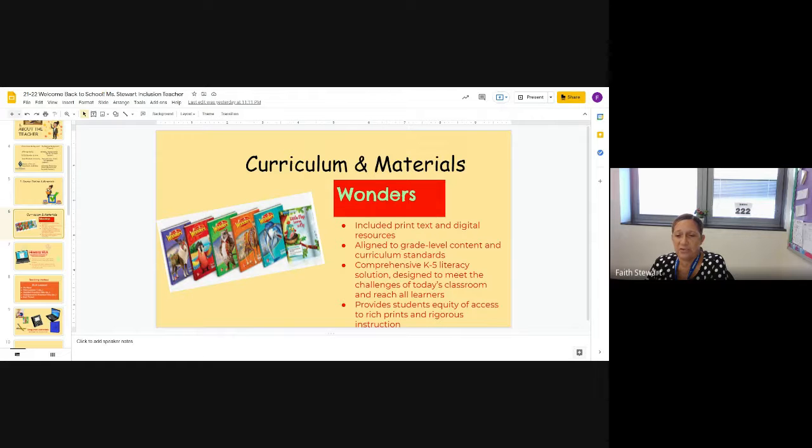So Reading Wonders is aligned to the grade level content and the curriculum standards that New Jersey wants us to follow as a state. It's a comprehensive K through 5 literacy solution designed to meet the challenges of today's classroom and reach all learners, and which it does. It has a great variety of rich print and rigorous instruction. When we start a unit, we do the vocabulary words and the outline of the unit. It tells us what genre we're using. We even have spelling for each grade, what we'll be covering, if it's vowel teams or short vowels, blends, whatever the grade level may be, because I do teach grades K through 5, so I cover a lot.